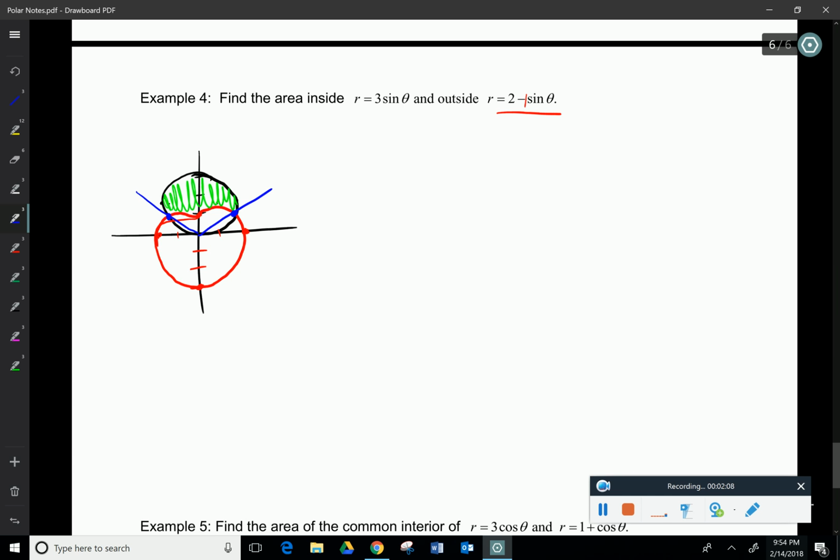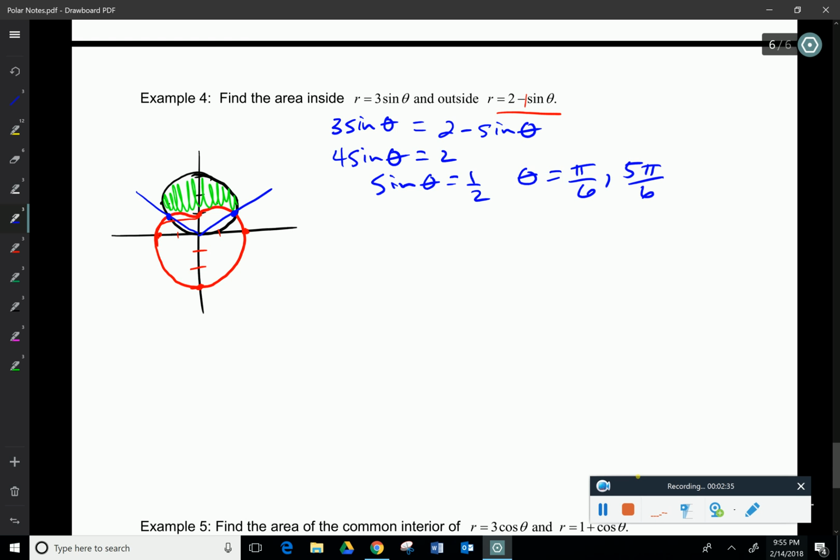Okay, so to find points of intersection, I'm going to set them equal. So when does 3 sine theta equal 2 minus sine theta? I'll add the sine and get 4 sine theta equals 2. So sine is 1/2, and that's going to happen when theta is pi over 6 or 5 pi over 6. And that makes sense. I can see that these angles are going to be pi over 6 and 5 pi over 6.